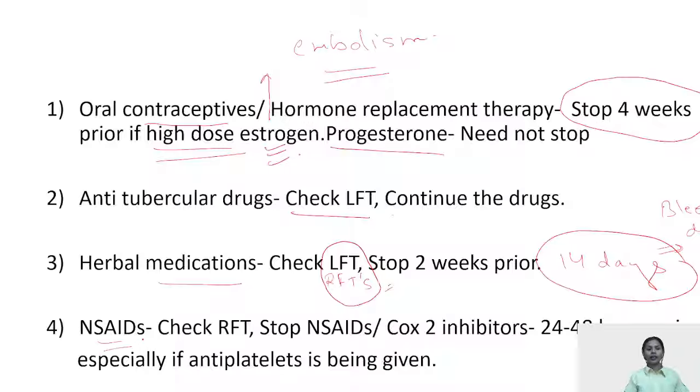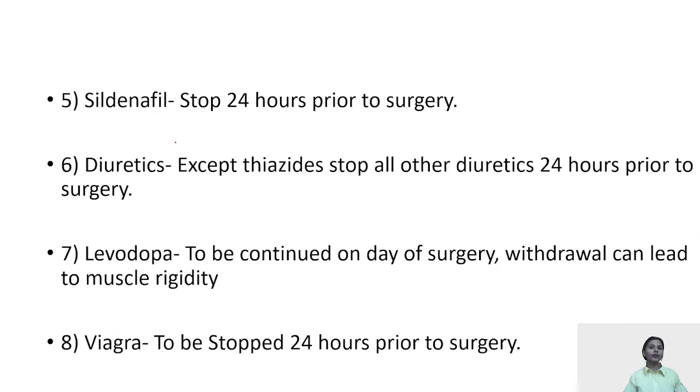NSAIDs, as I have already told you, when you're taking NSAIDs, especially along with aspirin, then 48 hours prior to surgery, you should stop your NSAIDs. Sildenafil, again a very potent vasodilator. It has to be stopped 24 hours prior to surgery. Diuretics, we have already discussed. All the diuretics have to be stopped except thiazides.